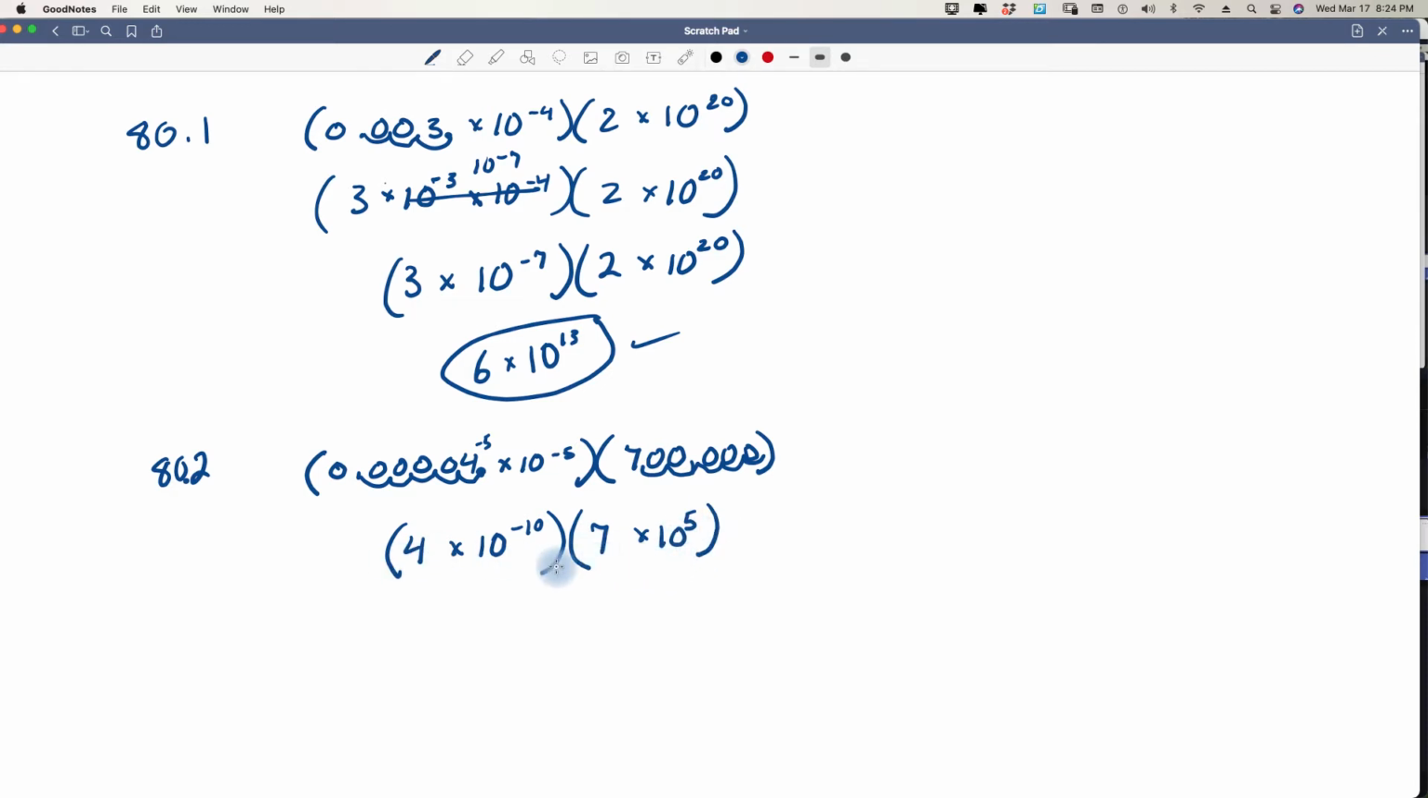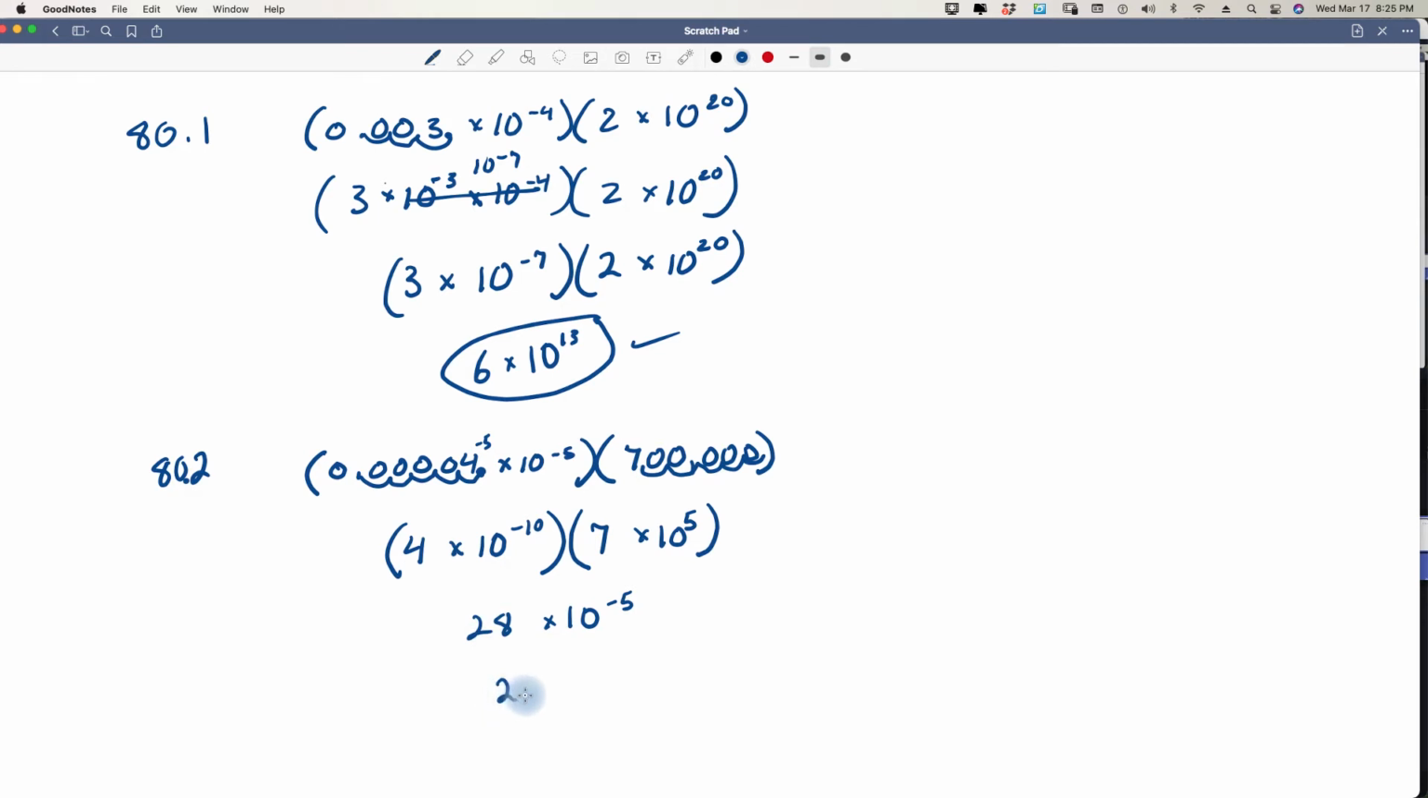So now let's multiply the whole numbers in the front together. 4 times 7 is 28 times 10. A negative 10 and positive 5 is a negative 5. Are we done? No, we are not. We need to actually move this decimal place one more time. We really only want to have one whole number here.